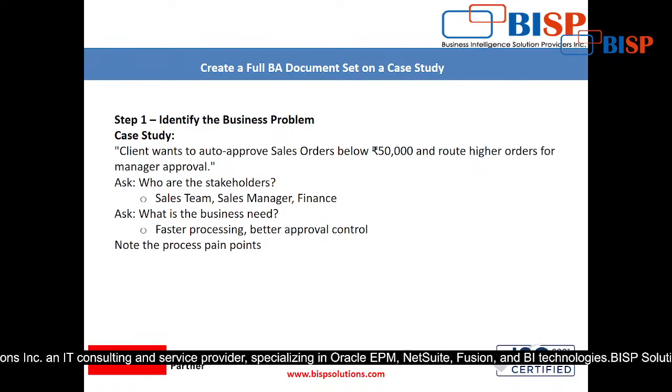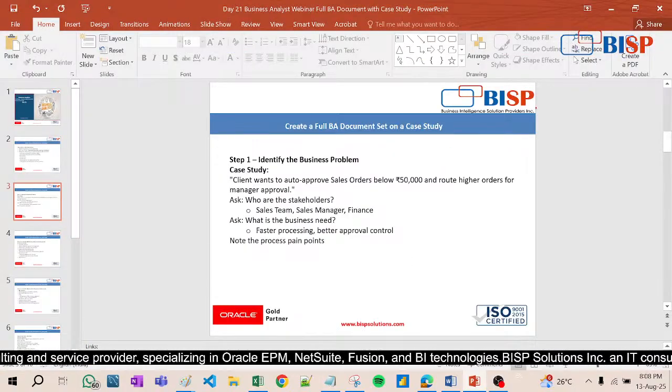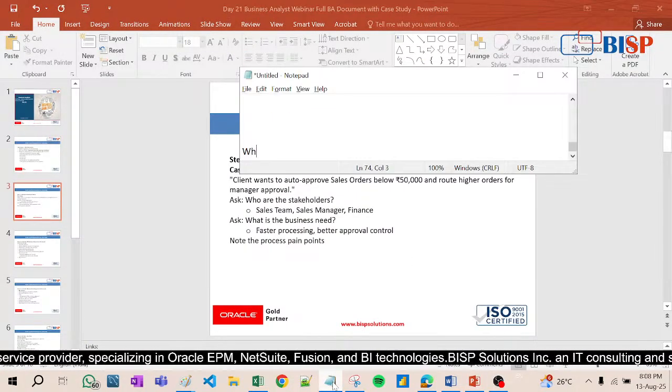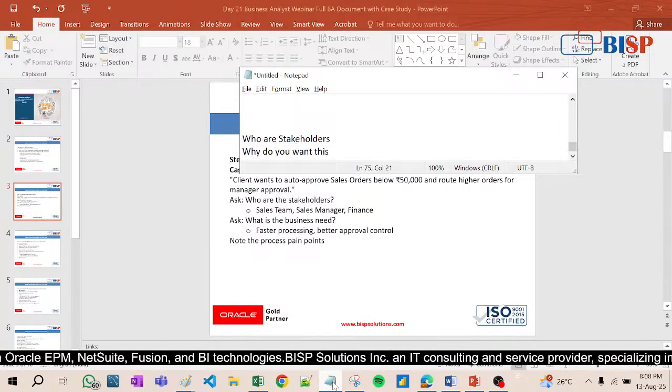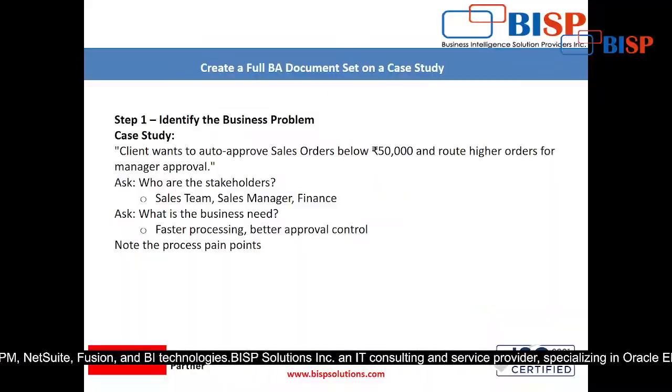What is the business need? Why do you want this? First of all, we will write down who the stakeholders are. Why do you want this? What is the need? Faster processing, better approval control. Now note the process pain points. For example, anybody is coming and creating a sales order greater than 50,000 and nobody is there to stop. That is the pain point of that process, right?